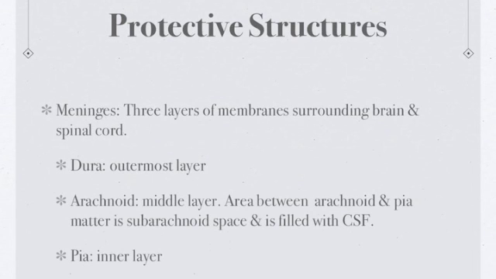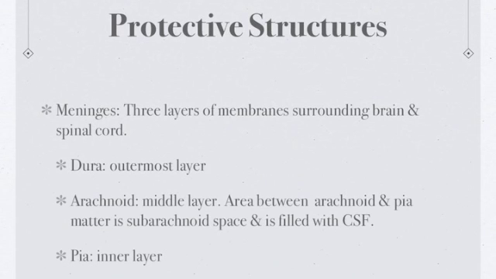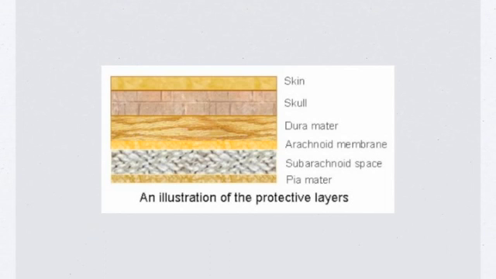I think I'm skipping ahead on the pages in my notebook here. I think I had a really good picture of protective layers. We're going to flip back this way. Meninges: there are three layers of membranes that surround the brain and the spinal cord. Know these: the dura, the arachnoid, the middle layer, and the pia, which is the inner layer. I'd commit those to memory. They're probably pretty good test questions. And there's a picture for you in case you need more of a visual illustration.